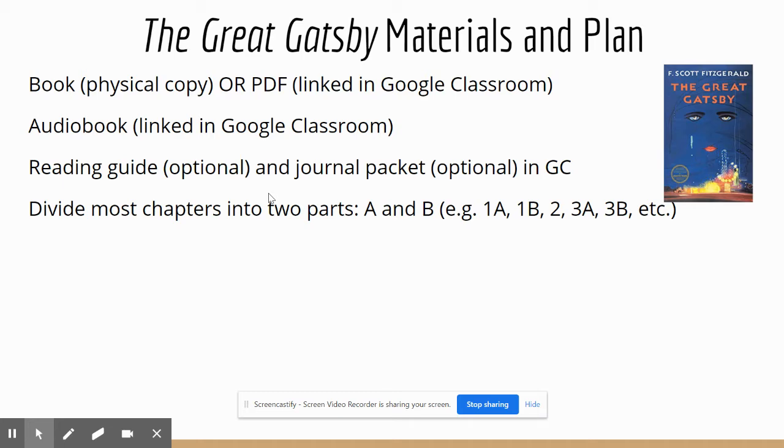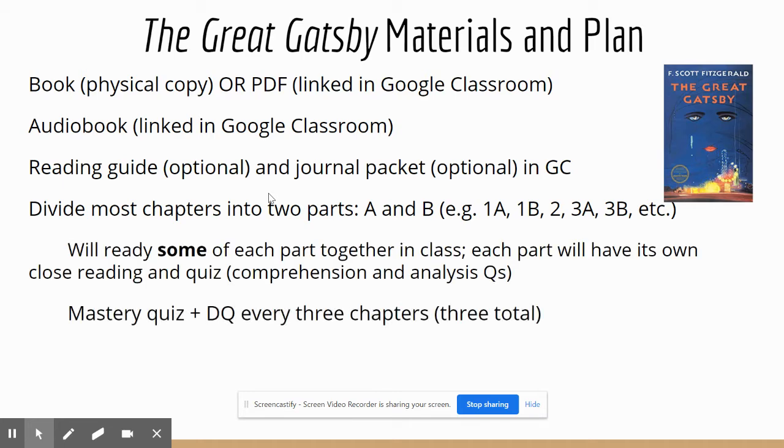Most of our readings are going to be assigned in two parts, part A and part B. This will help maintain a manageable reading load for you, and give you clear expectations and guidance for what is expected of you. We will read some parts together in each class. Each part will have its own close reading and its own quiz. These are going to test your comprehension and your ability to analyze the questions.